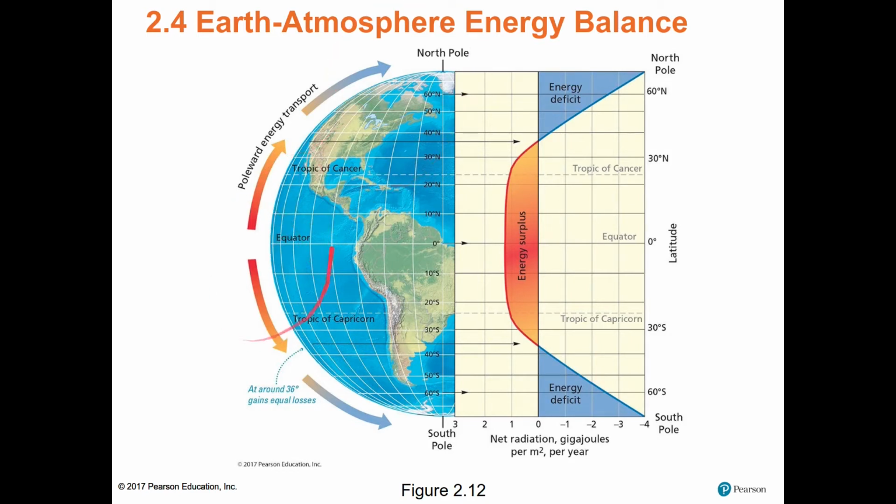The tropics, I do that every time. The tropics are an area of energy surplus. The poles are an area of energy deficit. About 36 degrees north, the amount of energy going in and going out is exactly the same. This is, again, part of the reason the tropics are hot and the poles are cold.